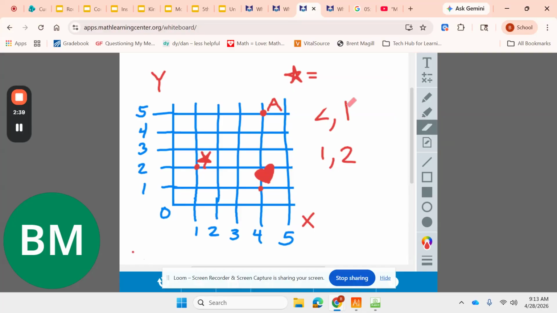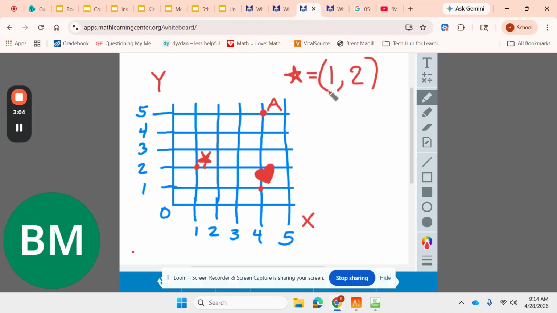So the ordered pair for the star in this case is over 1, up 2. And sometimes you'll see them in parentheses like this too. Okay, so we call that an ordered pair. All right, can you find where A is? Where is A on this coordinate grid?